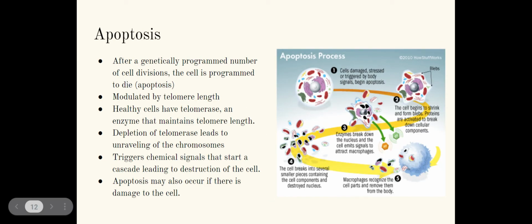Apoptosis. This is a really super important concept for you to grasp. Apoptosis is a programmed cell death. After a genetically programmed number of cell divisions, the cell is programmed to die. Okay? That number can be altered by a few things, but keep it simple.